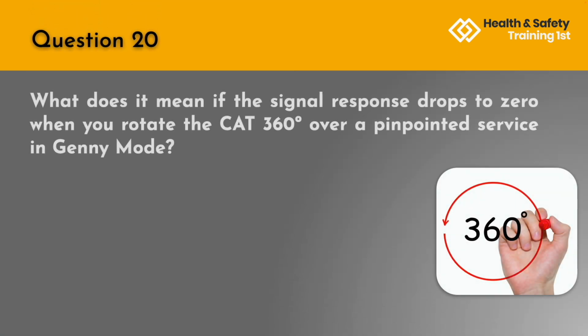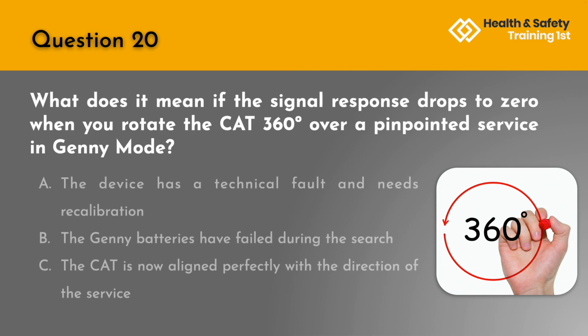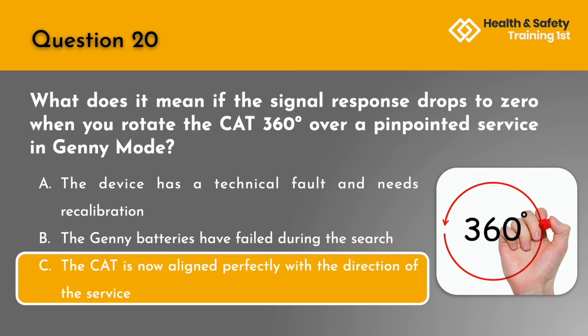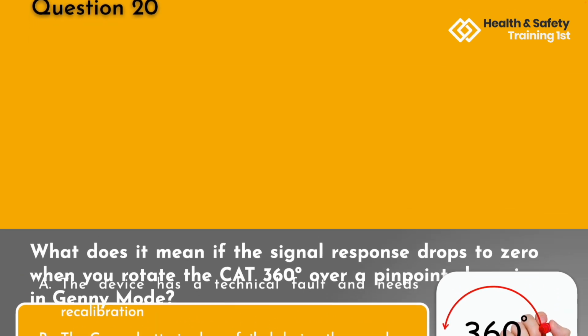Question 20. What does it mean if the signal response drops to 0 when you rotate the CAT 360 degrees over a pinpointed service in Genny mode? A. The device has a technical fault and needs recalibration. B. The Genny batteries have failed during the search. Or C. The CAT is now aligned perfectly with the direction of the service. The correct answer is C, the CAT is now aligned perfectly with the direction of the service.